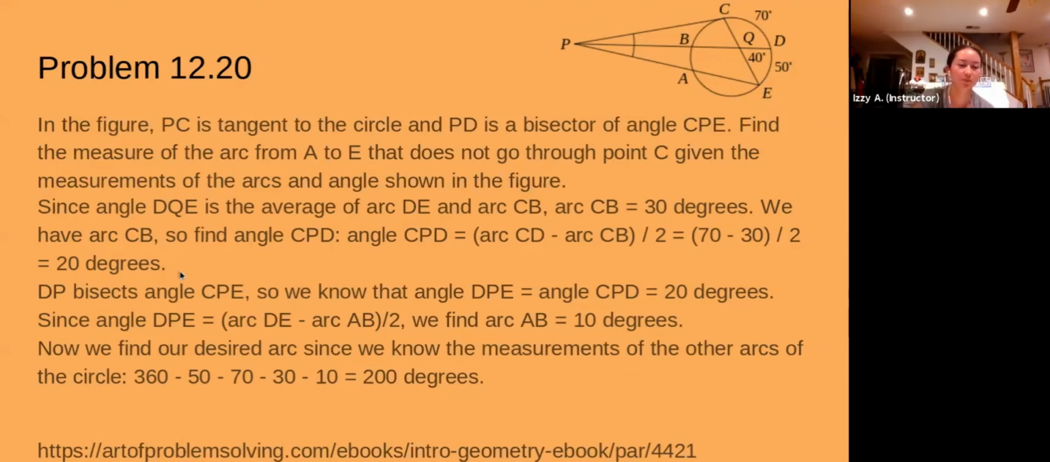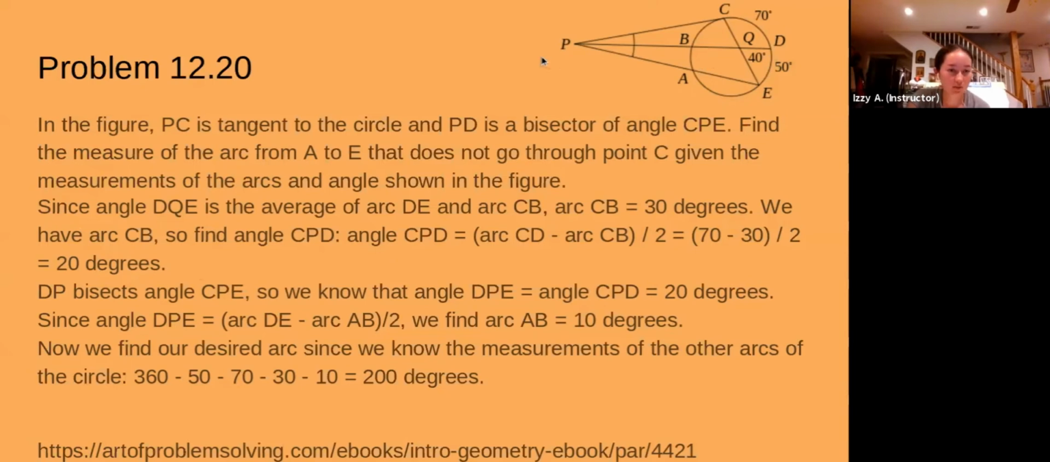Okay. So since angle DQE, right there, is the average of arc DE and arc CB, that means that arc CB is going to be equal to 30 degrees. We have arc CB, so then we can find angle CPD. Angle CPD is going to be equal to arc CD minus arc CB divided by 2. So that's going to be 70 minus 30 divided by 2, and we would get 20 degrees.